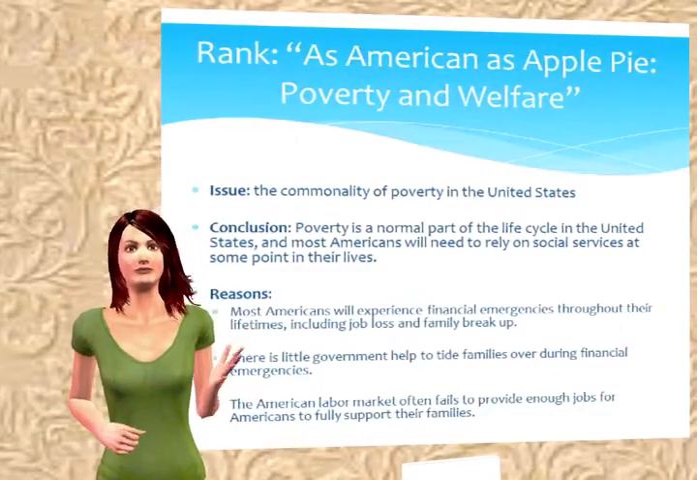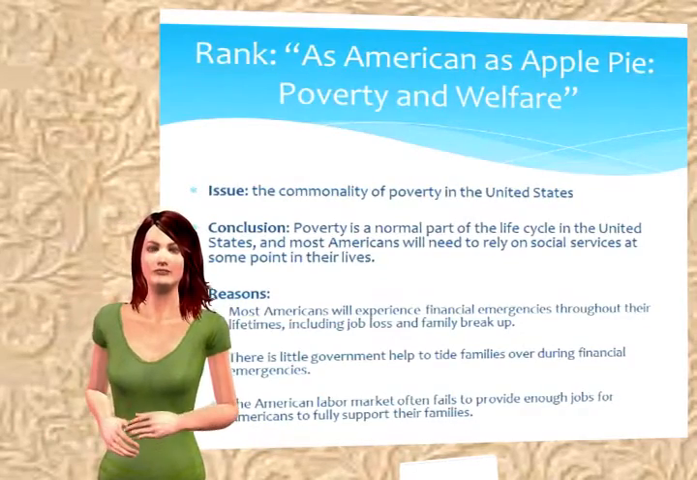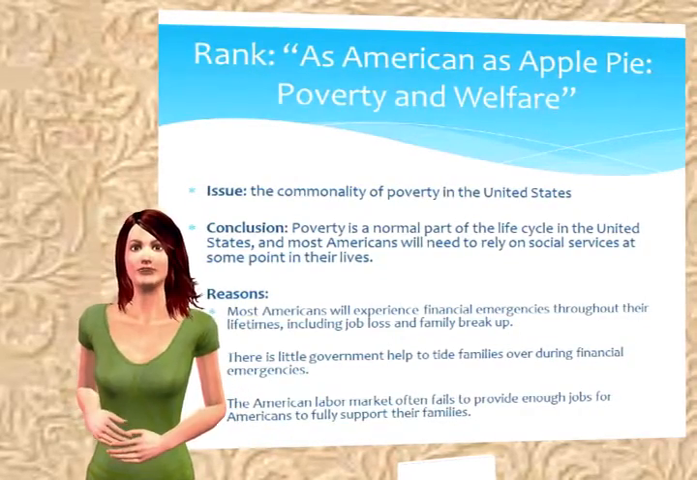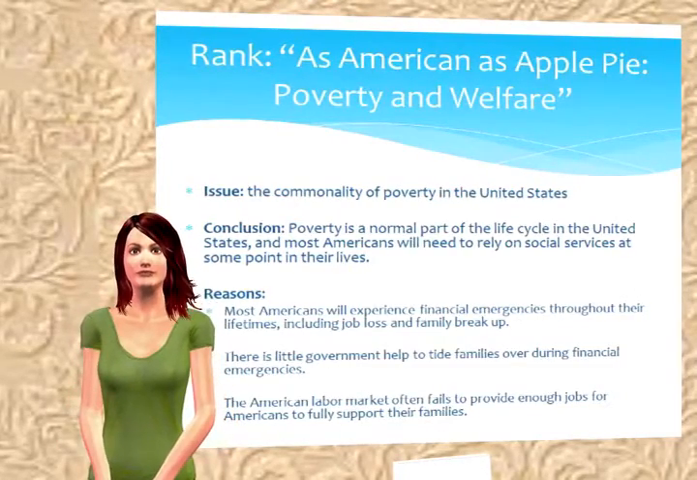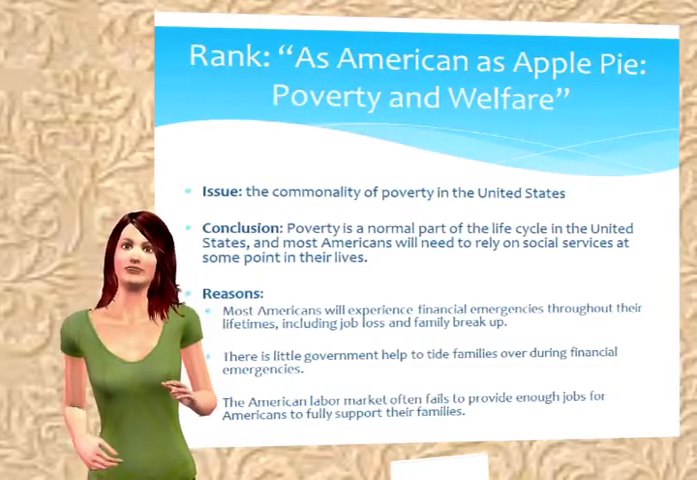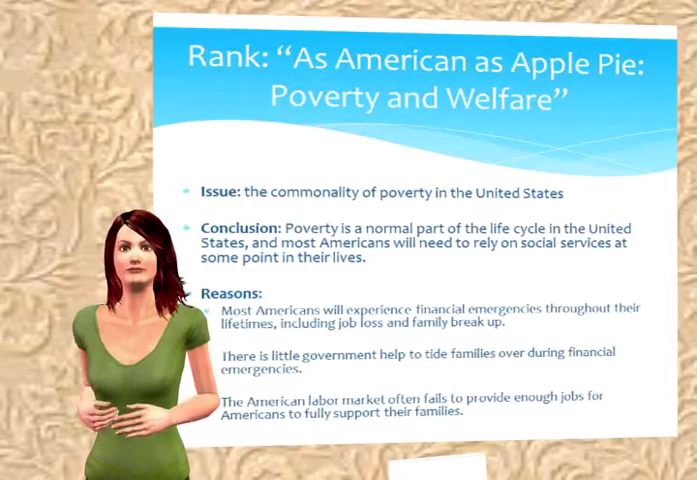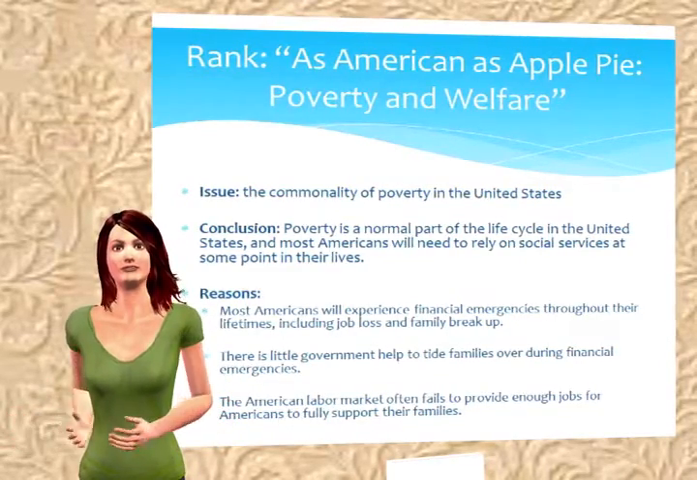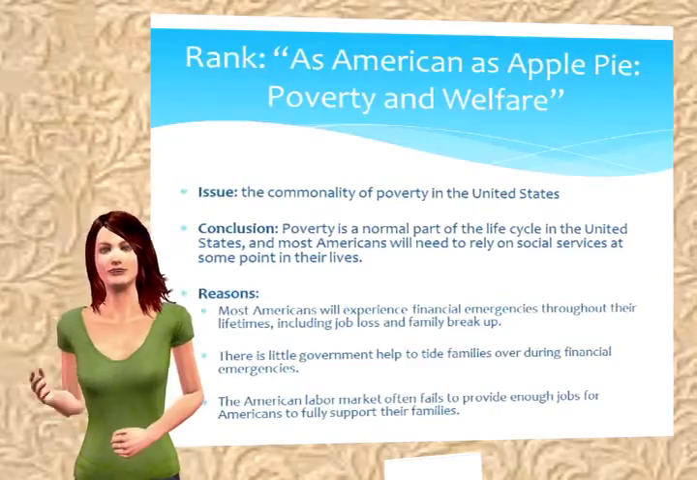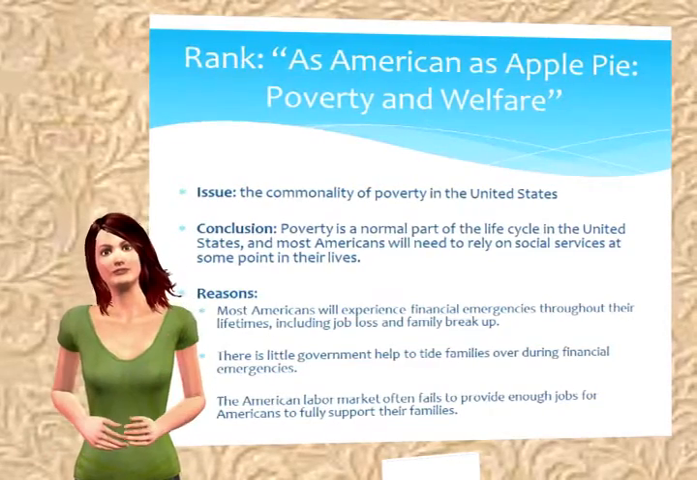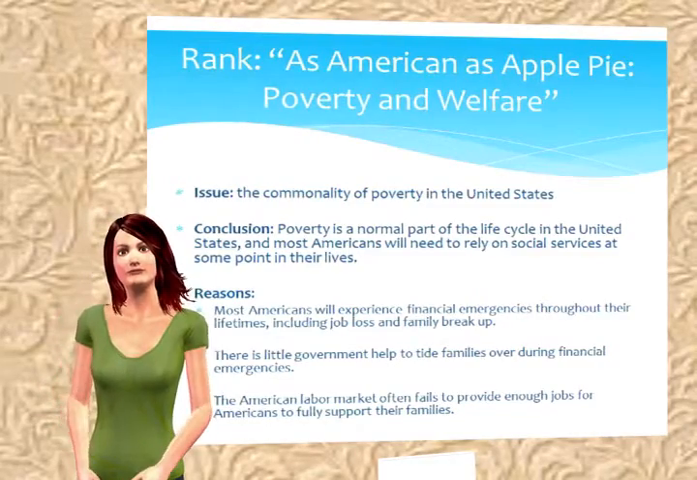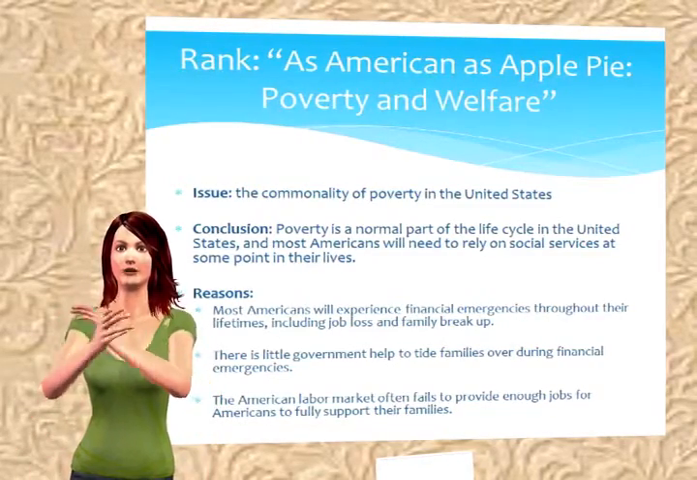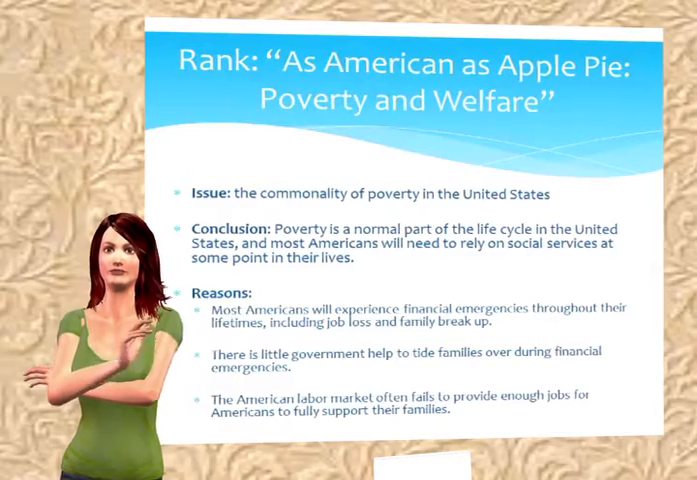So let's identify those other important aspects of his reasoning structure. So what is the issue? Hopefully you were able to identify that the issue here is the commonality of poverty in the United States, how common poverty is. Rank's conclusion is that poverty is a normal part of the life cycle in the United States. And in fact, most Americans will experience poverty for at least a year of their lives and will need to rely on social services.